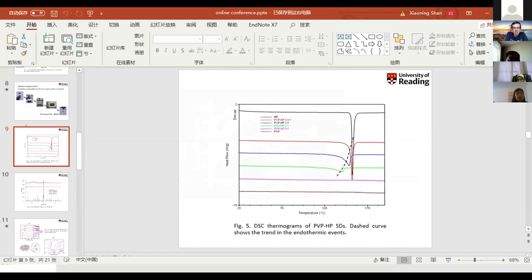I've already submitted this paper to the International Journal of Pharmaceutics, and I got this suggestion from one reviewer, who also mentioned that maybe I can use the equation that you mentioned to predict the miscible or immiscible system. I haven't done that, but I will do it soon. Good, thank you.